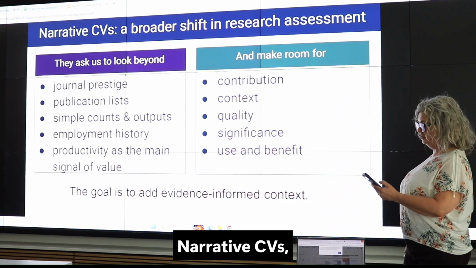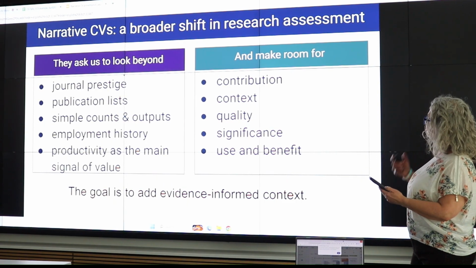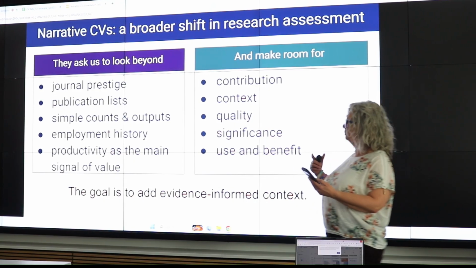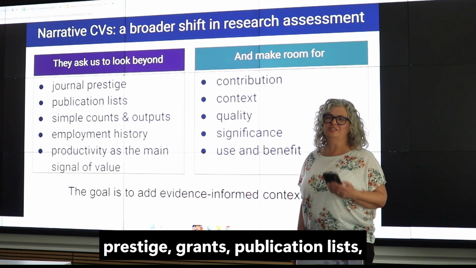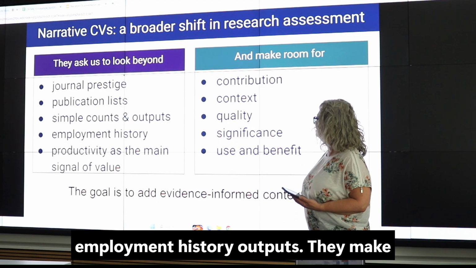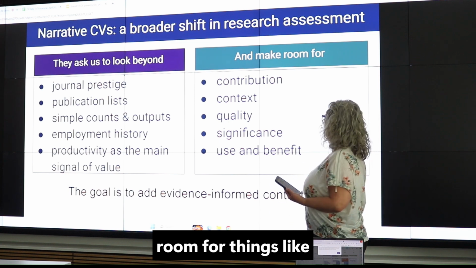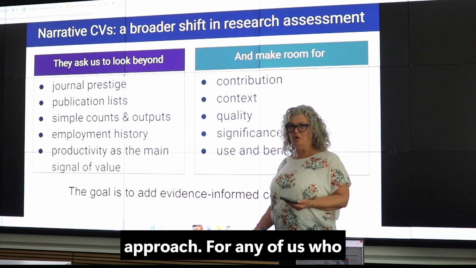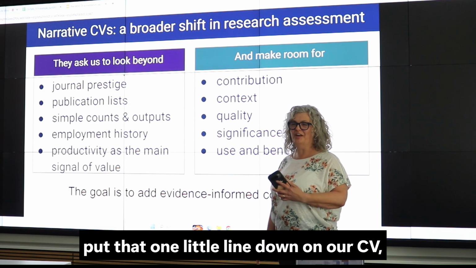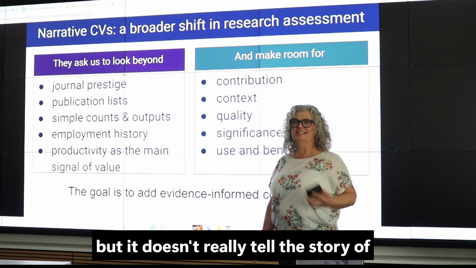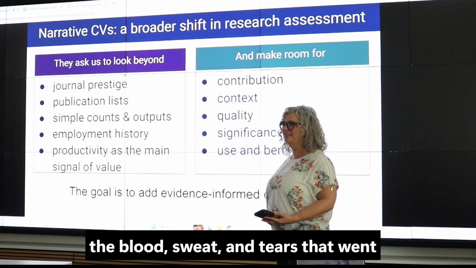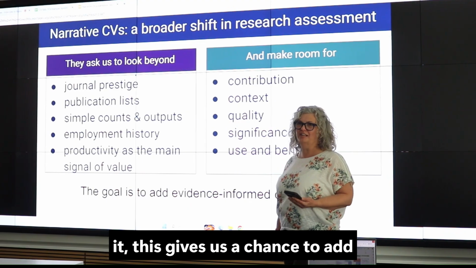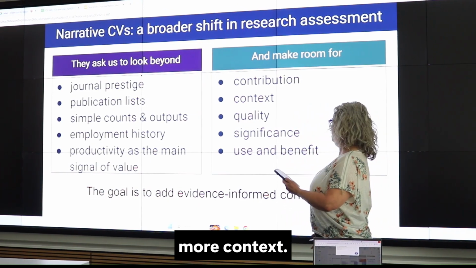So narrative CVs ask us to look beyond what we've been providing before: journal prestige, grants, publication lists, employment history, outputs. They make room for things like contribution, context, qualities, significance, influence, or approach. For any of us who put that one little line down on our CV, it doesn't really tell the story of the blood, sweat, and tears that went into it, or a novel approach, or something that was really unique about it. This gives us a chance to add more context.